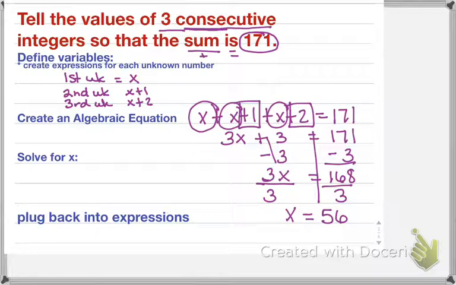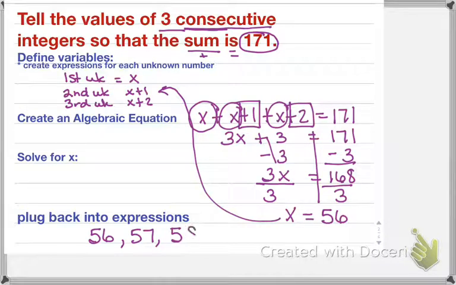Now we're going to plug back into our original expressions and find out what our answers are. For the first one, we know our first number is 56. 56 plus 1 is going to give us 57. And then 56 plus 2 is going to give us 58. So now we can see that our answers are 56, 57, 58. We can check ourselves by adding those together and making sure they equal 171.